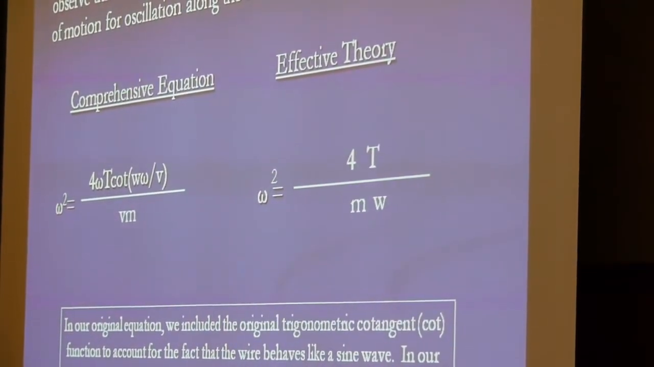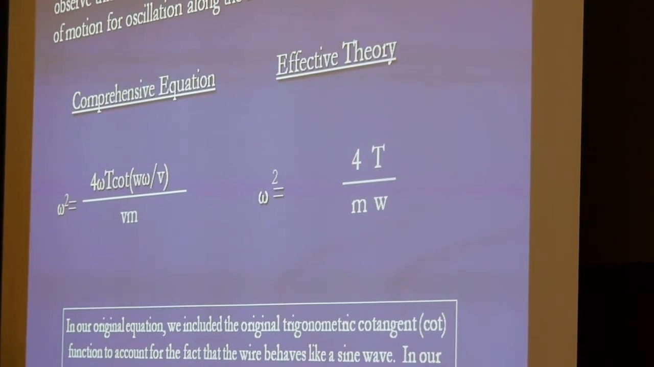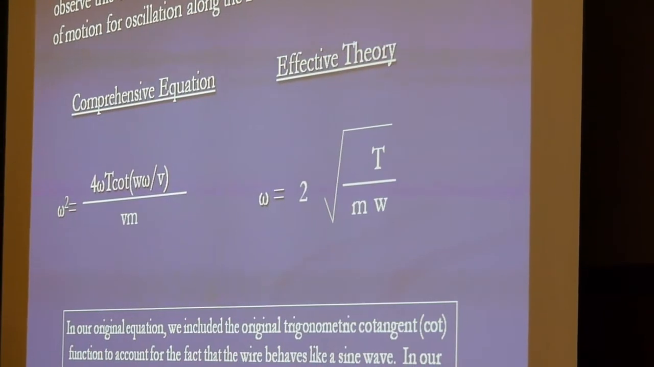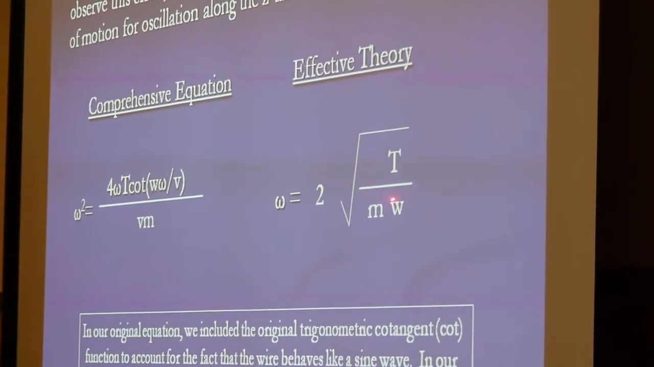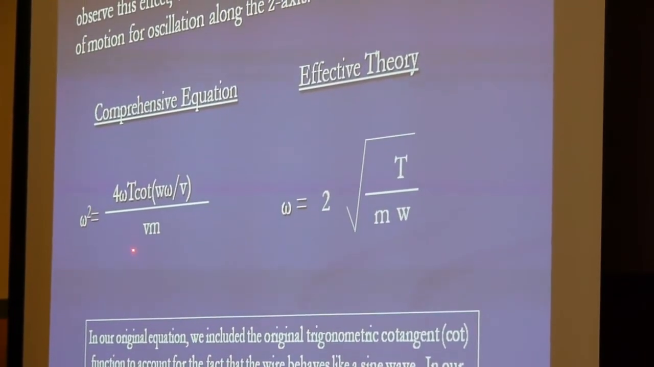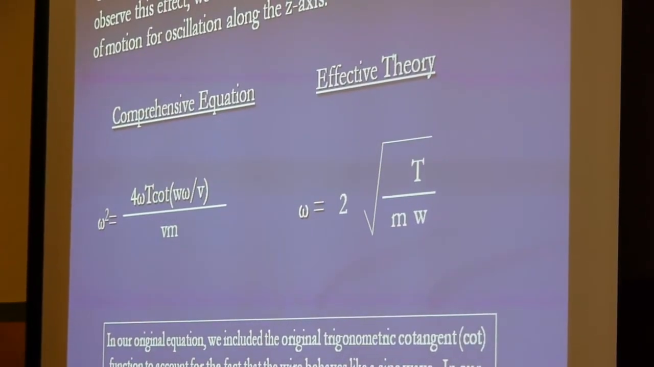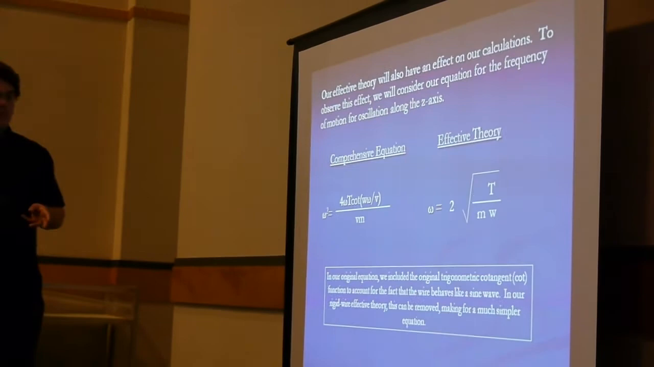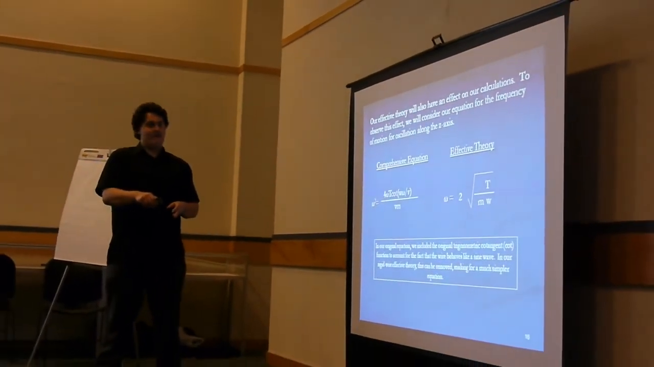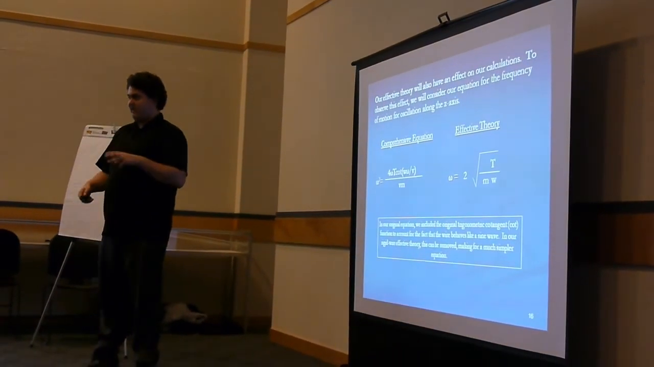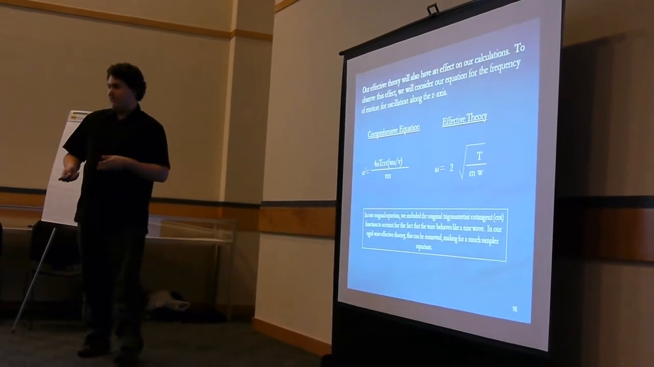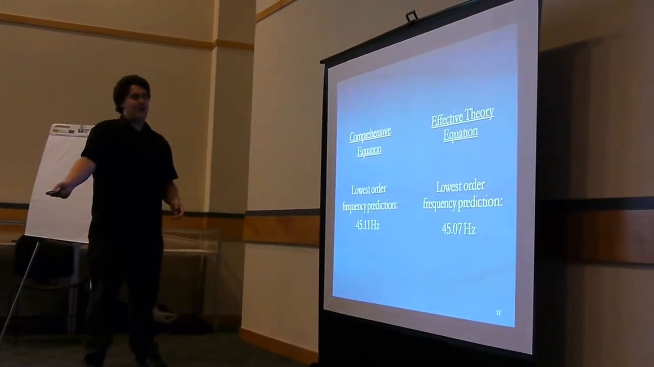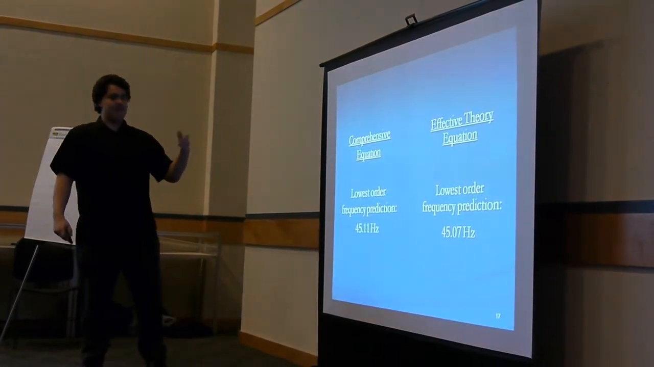And as you can see, this is a much simpler equation to work with than this. However, if you also notice, this has an infinite number of solutions, whereas this only has one. And the solution that this provides will be that lowest order frequency. In other words, the lowest frequency that the system can vibrate at. However, it provides very good results.